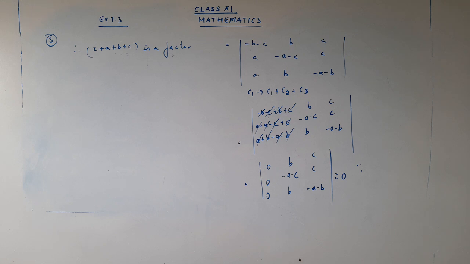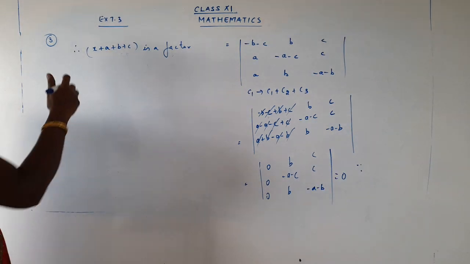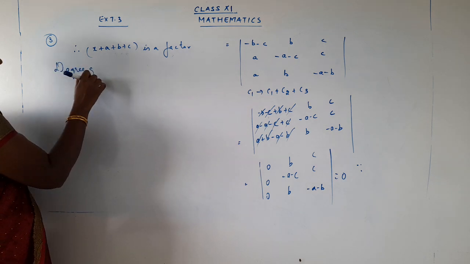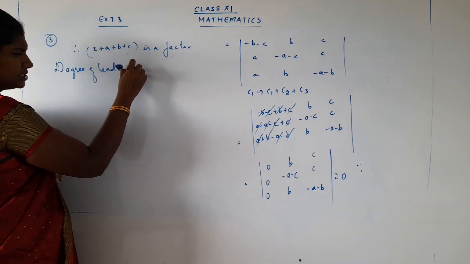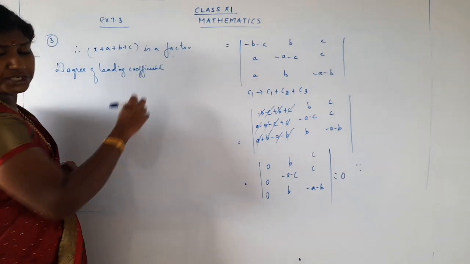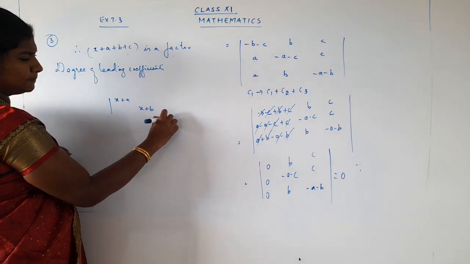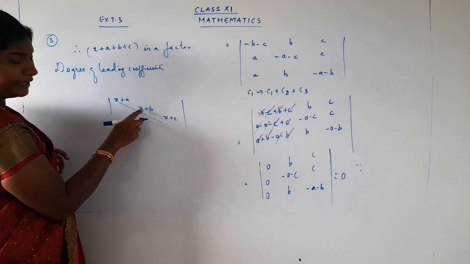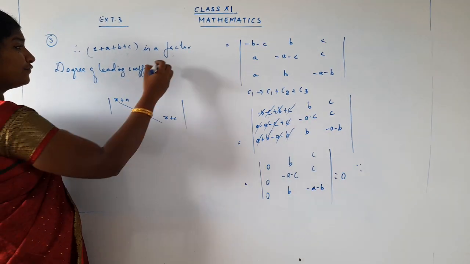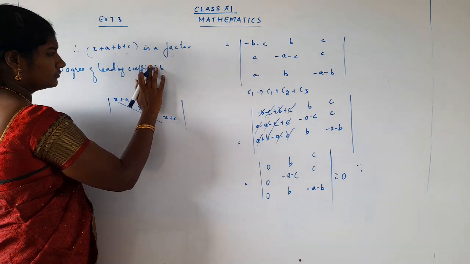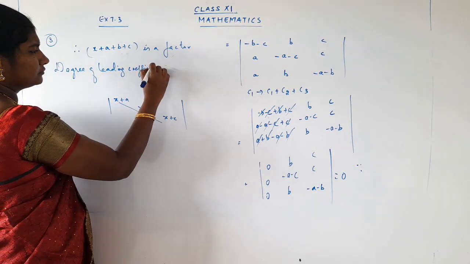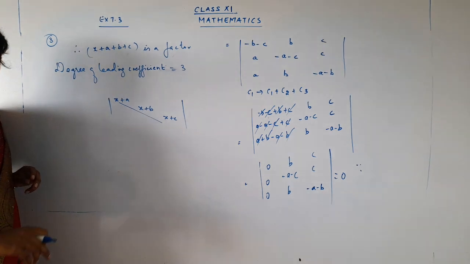Okay, done. Now let's continue further. Now I have told you two things to note down. One is we have to find out the degree of the leading coefficients, and also we have to find out the degree of the product of factors. So let me talk about the degree of leading coefficients. So what was the question? The question was x plus A, x plus B, x plus C. So when I multiply this, I get x into x into x, so x cube. So what is the degree of the leading coefficient? 3. So degree of the leading coefficient is 3.